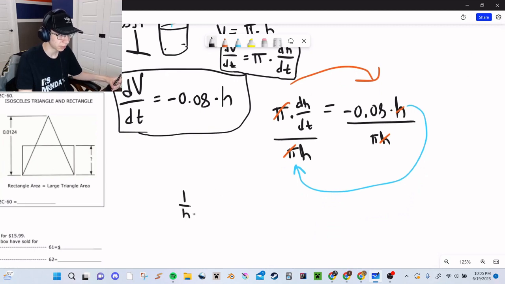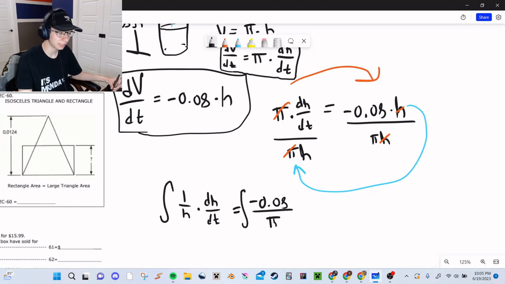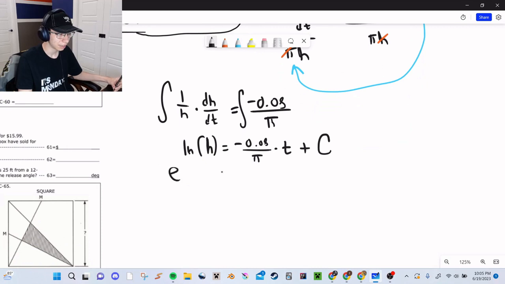And so I end up with 1 over h times dh/dt is equal to negative 0.08 over pi. Now I can take the integral of both sides to get rid of this dh/dt term. So I'll get ln of h is equal to negative 0.08 over pi times time plus c, some constant. I can take e to the power of both sides, which leaves me with h on the left hand side.